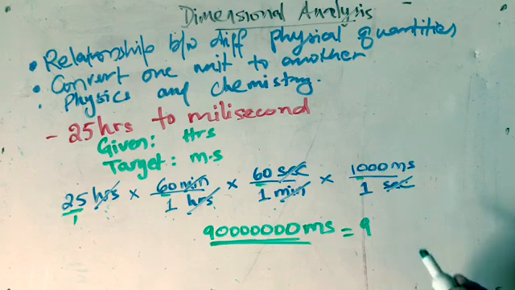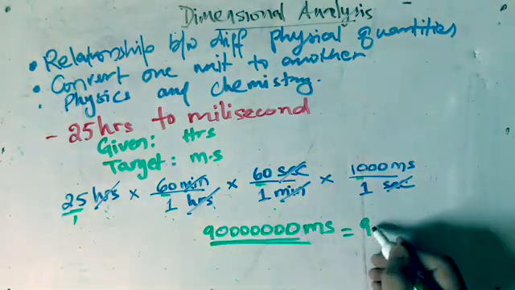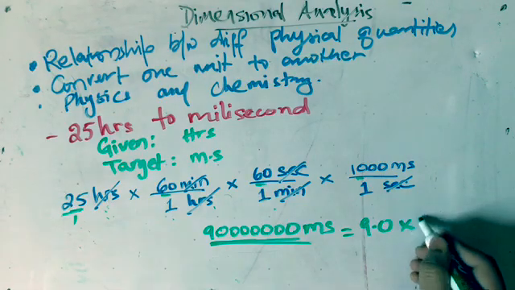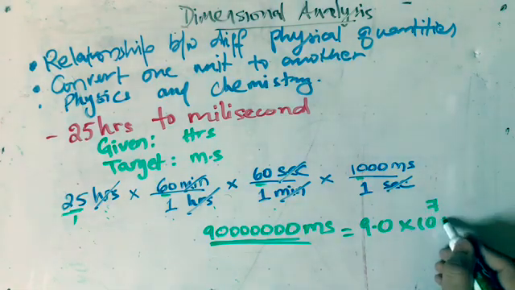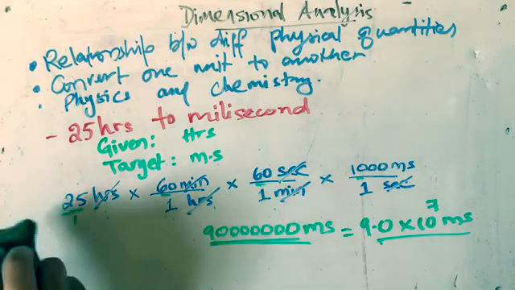It's pretty easy. All you do is count the 7 zeros. So it's 9.0 times 10 to the power 7 milliseconds. That's your answer in scientific notation. But let's look at another example, a little bit more complicated than this.